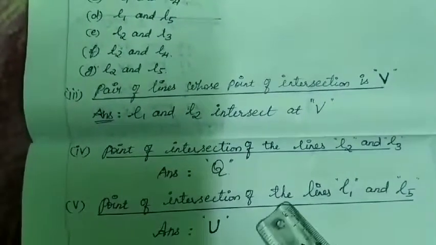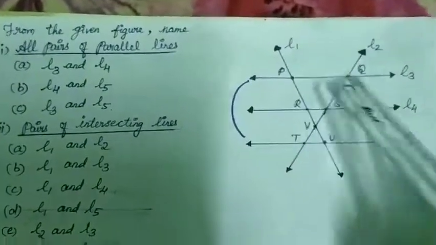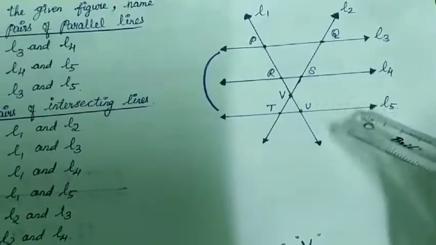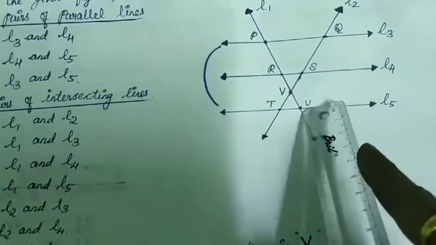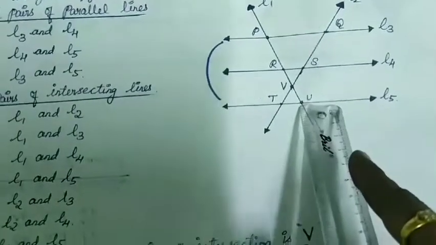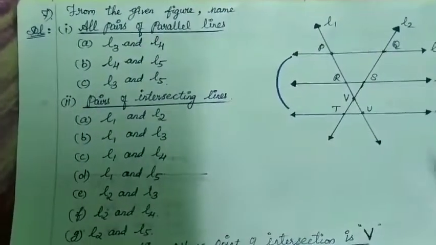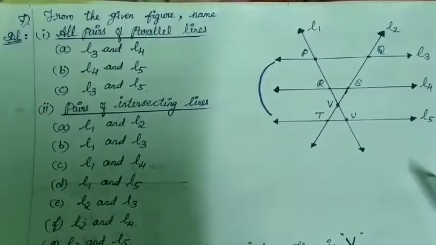Next one, the point of intersection of the lines L1 and L5. Where are L1 and L5? They are here. These two lines cut at U. The point of intersection is U. Can you understand these questions? Yes, I hope you all understand this.